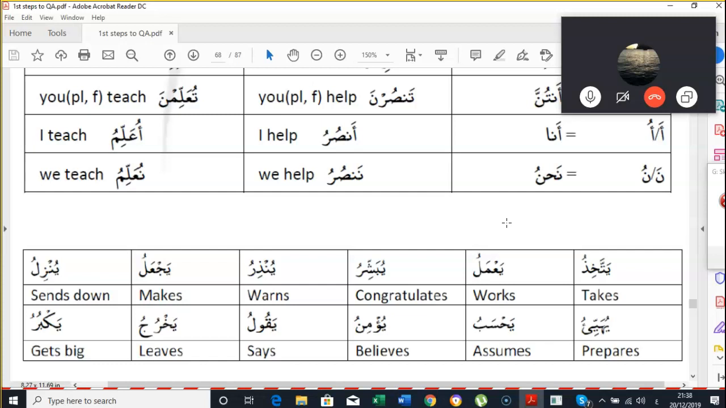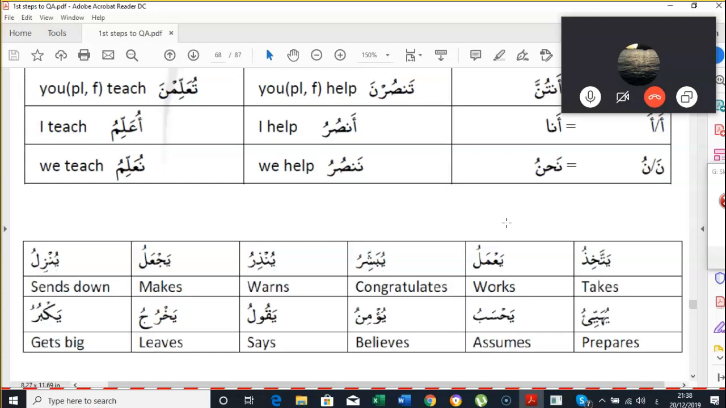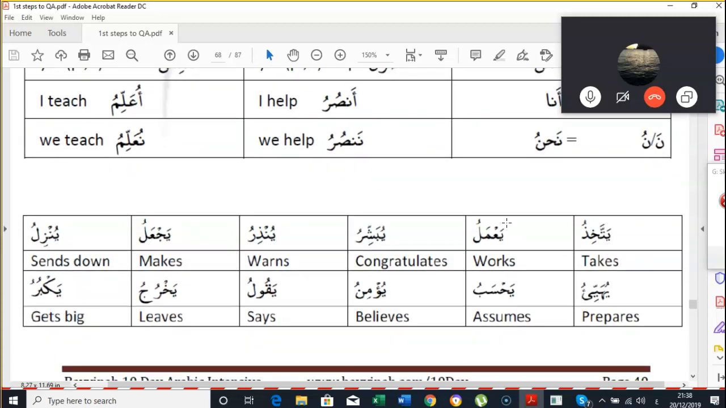So the present tense can start with a fatha or a dhamma. So the first one, we use the law: huwa yunzilu, huma yunzilani, hum yunziluna, hiya tunzilu, huma tunzilani, hunna yunzilna, anta tunzilu, antuma tunzilani, antum tunziluna, anti tunzilina, antuma tunzilani, antunna tunzilna, ana unzilu, nahnu nunzilu. Why would it change to a dhamma in the beginning?